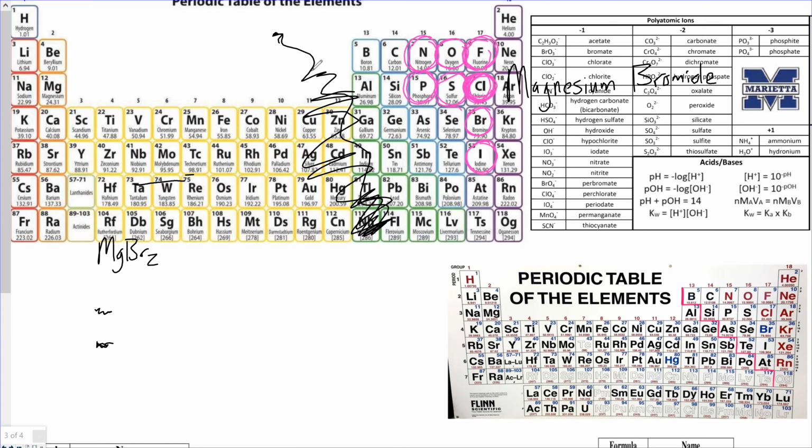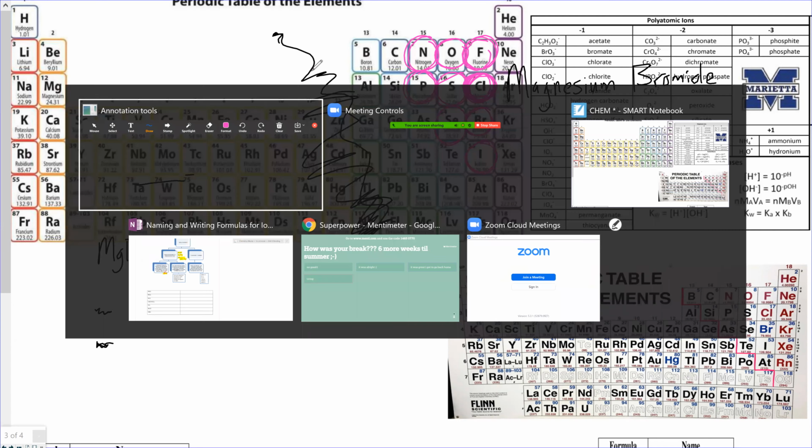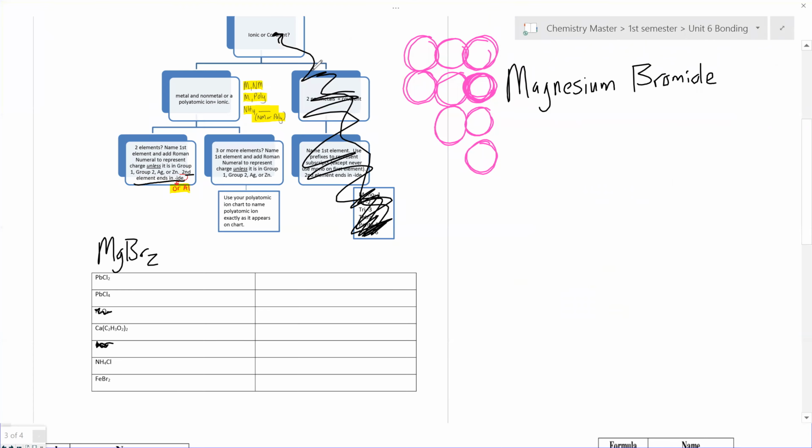These are really the only ones I use. You may see this one, selenide. I don't use it too often though, but those are about the only ones I use. All right, so now let's go back. The first one we already named. That one was easy. Magnesium bromide for that one.